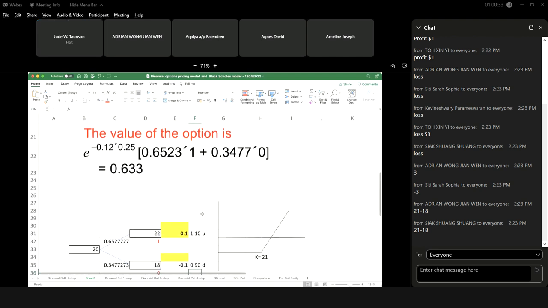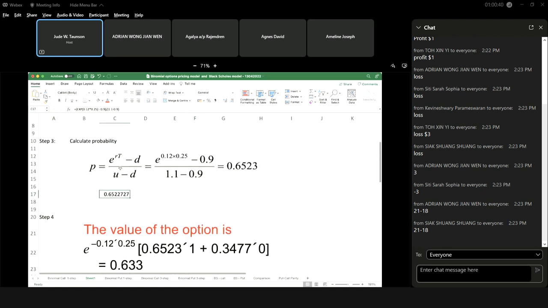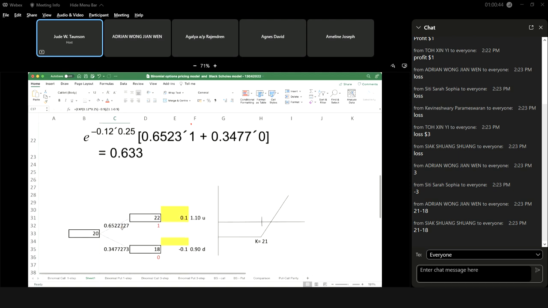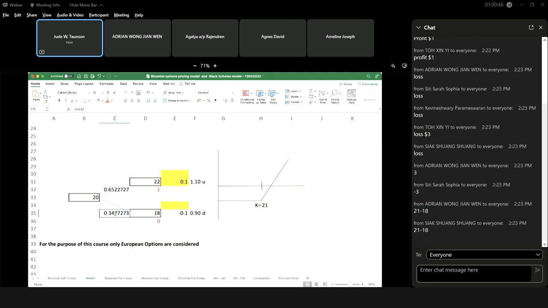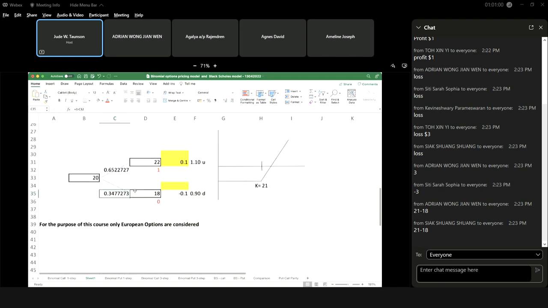Now we go to the final step, which is the value of the option. We have done this one. This is the probability of the stock going up, and 0.35, the probability of the stock going down. So now we can find the option premium, which is given by this formula, 0.633. How do I get this? Let us do it together.